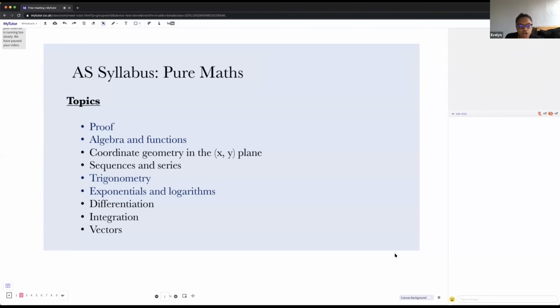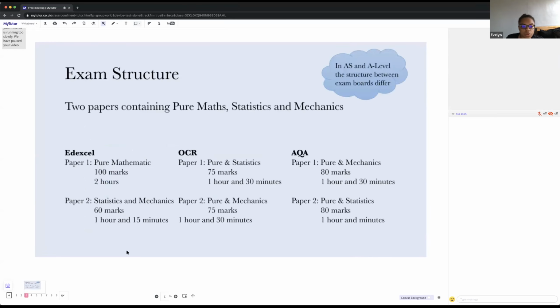But there are only 2 or 3 topics here which you're probably not very familiar with. The others, you've already studied parts of at GCSE. So things like proof, algebra, trigonometry, and vectors are something that you definitely already go through at GCSE. So really with AS, it's about bridging that gap between GCSE and A-level maths. And that's what we'll be going through today as well.